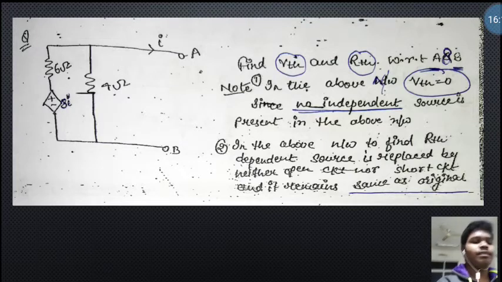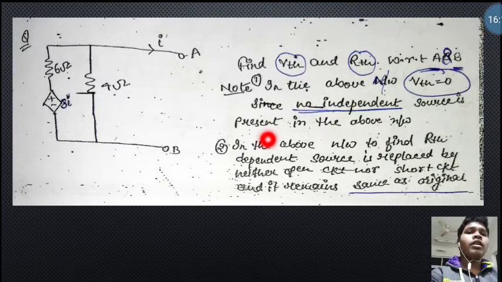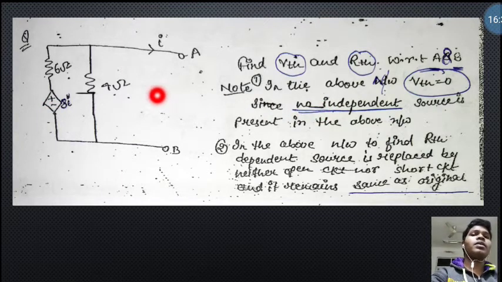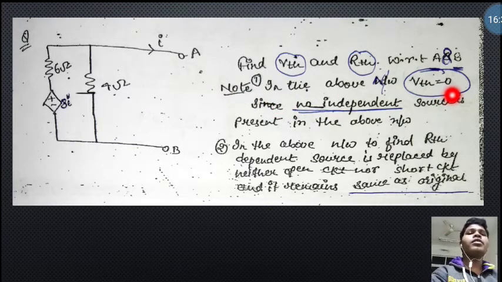So see here, in the above network VTH is equal to 0, that is, Thevenin's voltage is equal to 0, since no independent source is present in the above network. This is a dependent source, so there is no independent source in this network, and that's why you cannot find the VTH. So VTH is equal to 0. Is it clear to you?